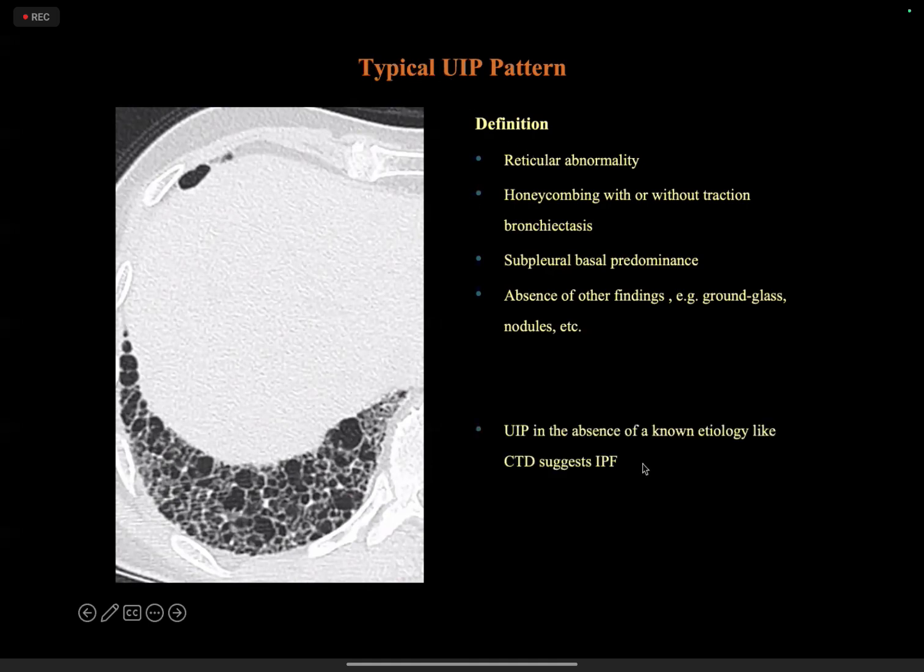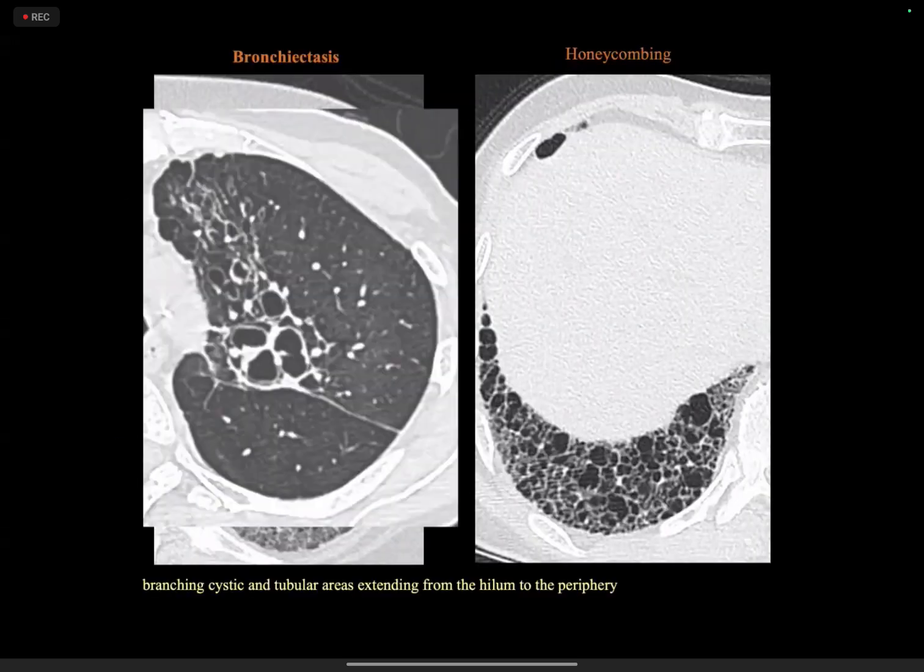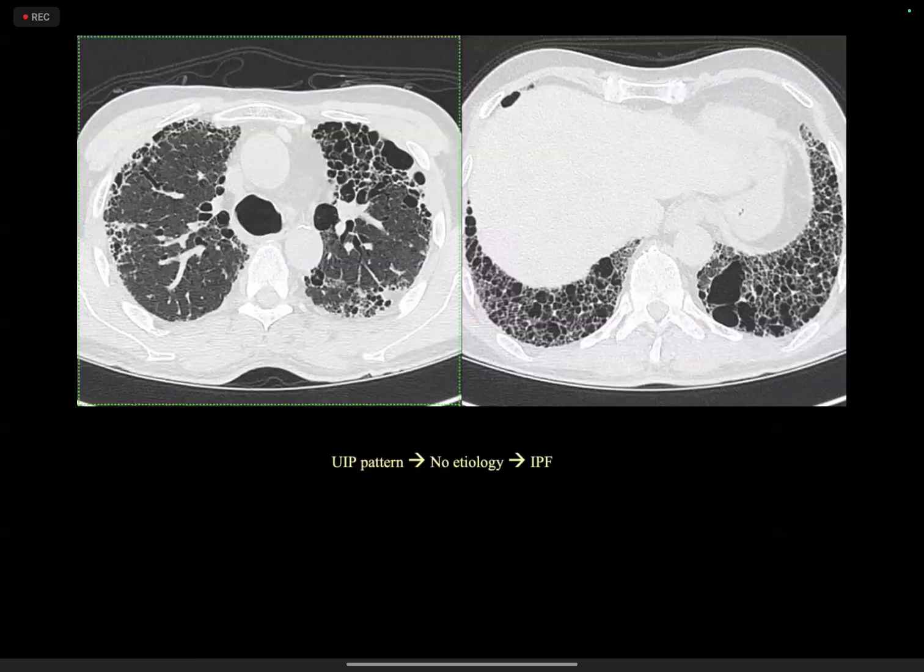And like I said, the importance is that if there is no underlying etiology and good clinical concordance, then we can label it directly as IPF without any need for biopsy. These are the mimics that we usually discuss, but not of importance right now.